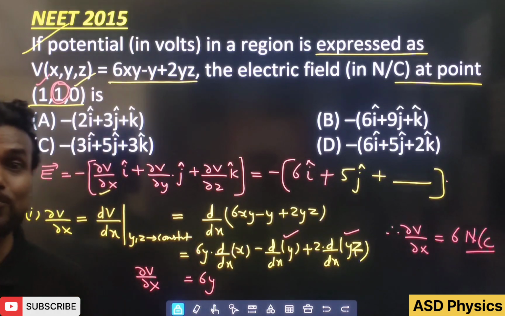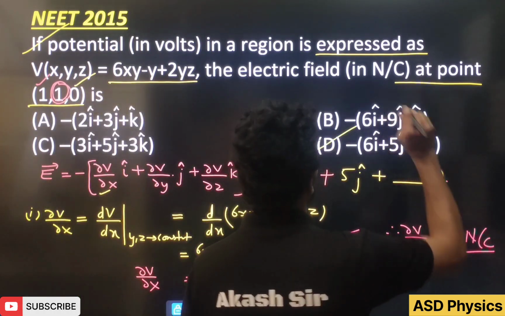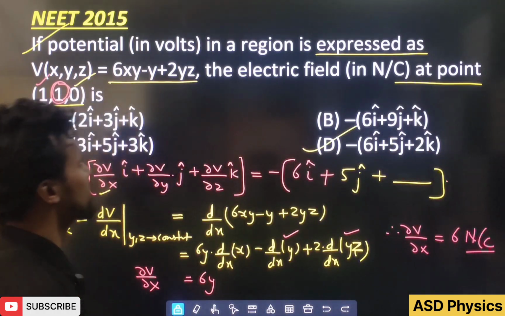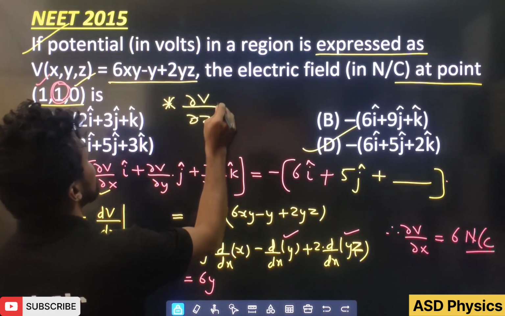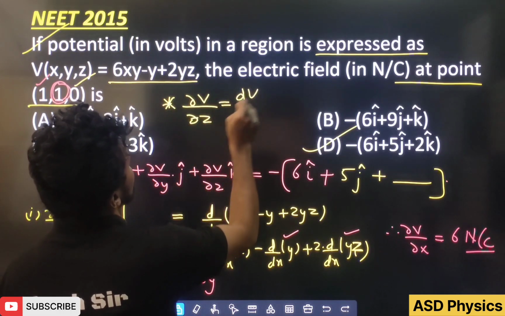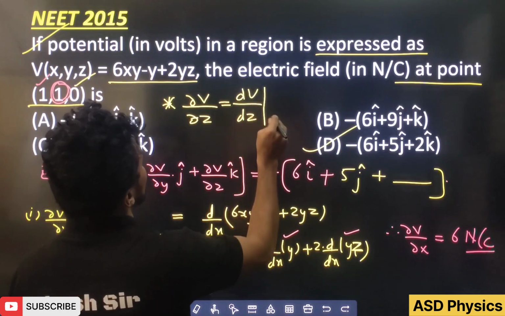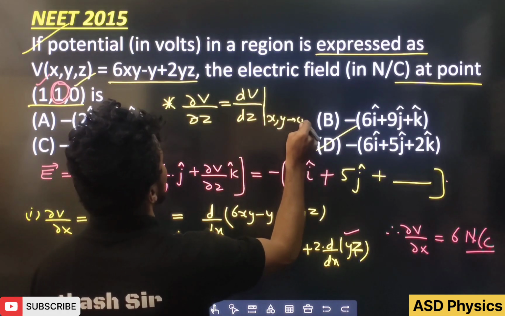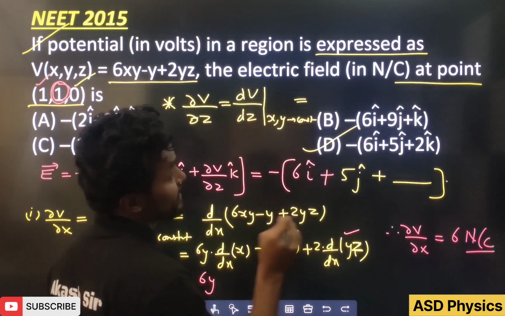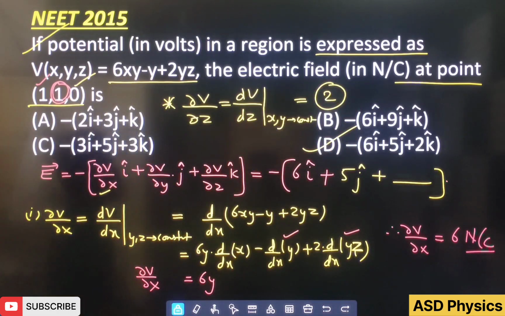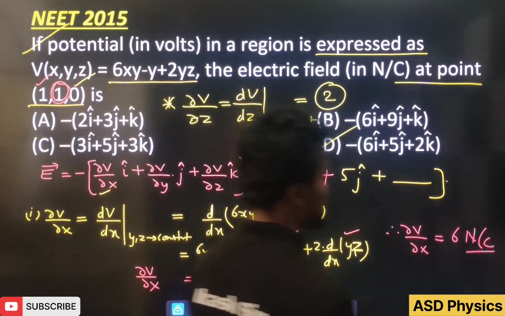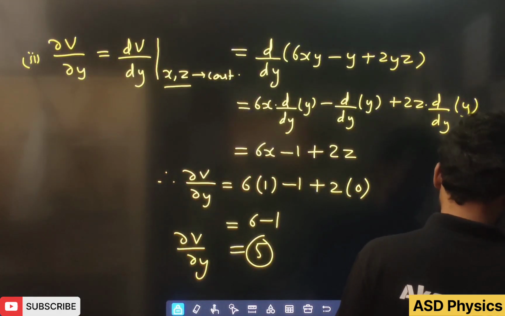But now we can reach the answer very easily. What is the correct answer? Option D is the answer. Okay, but I will just tell you, as homework you can do del v by del z also. This will be dv by dz, and what will be constant? This x and y will be constant, and definitely you will get the answer: it will come 2. Okay, so remember how easily we have done this question. Okay, great.